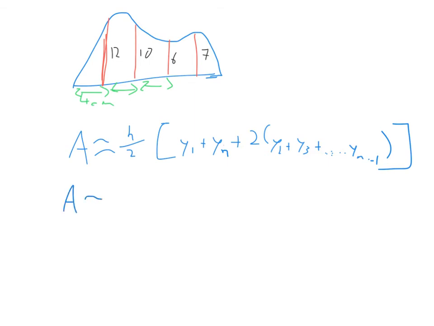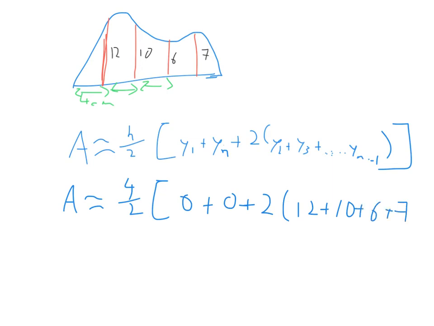So the area is approximately equal to height, which is 4 divided by 2. Here's where we get to what's different. Y1, the first height here, actually is 0. There's no correct first height. So just don't be tricked by putting in 12 as the first height, because it should be where the line actually starts and then where the line actually ends for the last one. So this will be 0 and this will be 0. Then it's going to be 2 times all the other heights. So it'll be 2 times 12 plus 10 plus 6 plus 7.